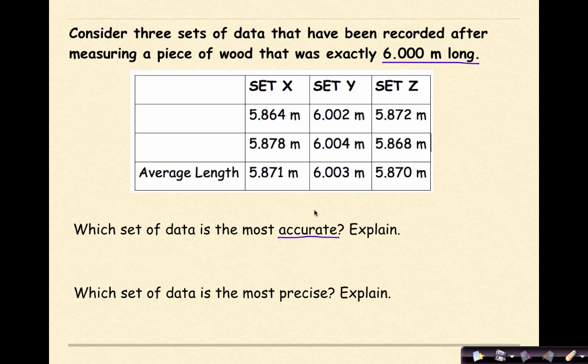And remember, accuracy refers to how close the measured value is to the actual value. If you said set Y, you are correct because these values right here are closest to our standard. The next question asks, which set of data is the most precise? Again, if you said set Y, you are also correct because these values are the ones that are closest to each other, while there are major differences in the numbers between set X and set Z.